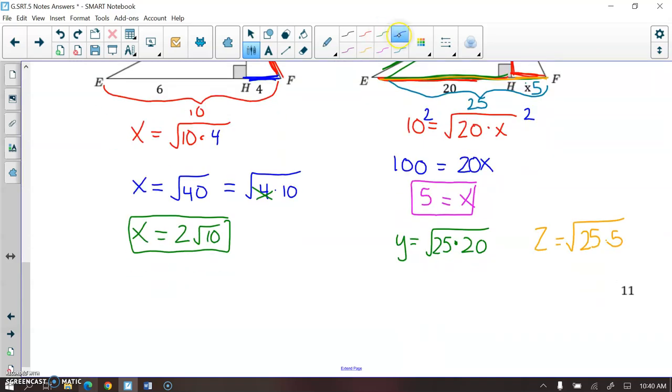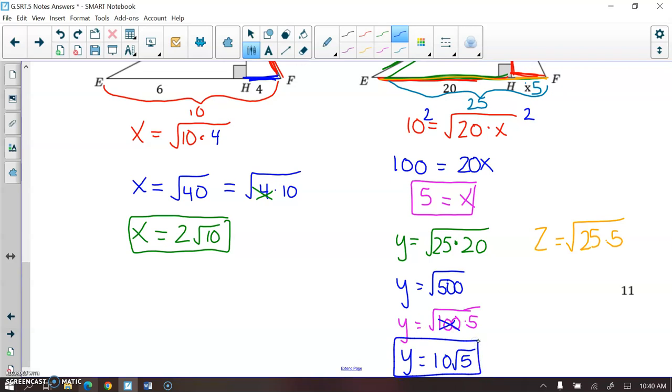All right, so if I do 25 times 20, I get 500. So y is equal to the square root of 500. The largest perfect square factor of 500 is 100. 100 times 5. The square root of 100 is 10, so I pull that out. The square root of 5 cannot be done, so that stays in.